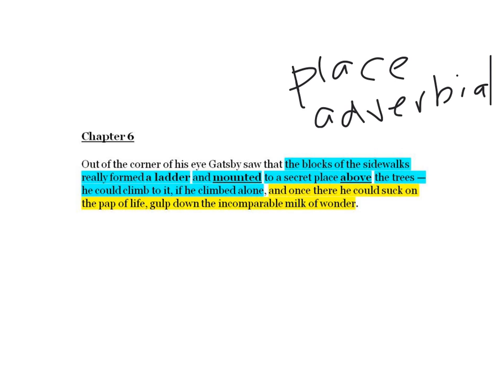Interesting adjective of secret place there as well. Secret place if he climbed alone. There's that idea of opportunity here and realising a secret or rare, unique chance at social mobility.